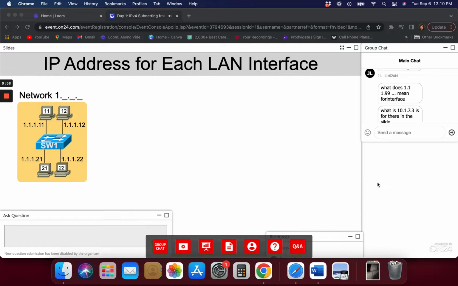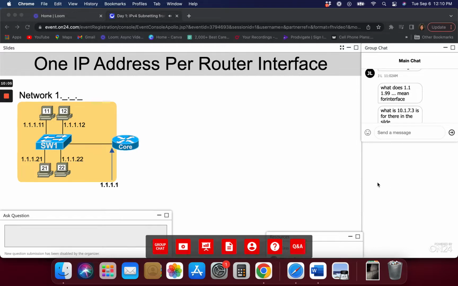Well, in order for those devices, those hosts, as we call them, to send packets to faraway hosts, there needs to be some router connected to that LAN as well. So here's a router called core, and it's got an interface, and that interface also has an address in the same group. So the router's connected into the group.